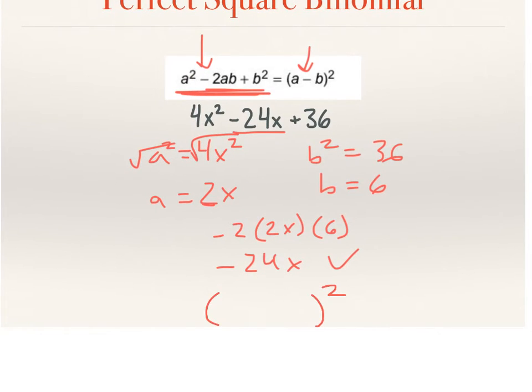So now we're going to do A minus B squared. So what's our A? A is 2x minus 6. Because remember, we started with a minus sign in our equation, so we're going to have a minus sign in our answer.